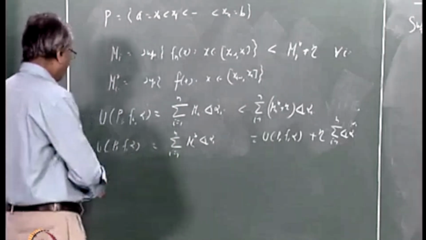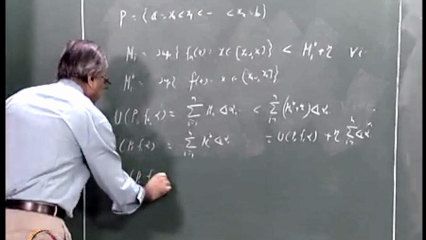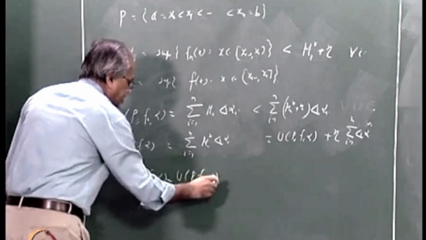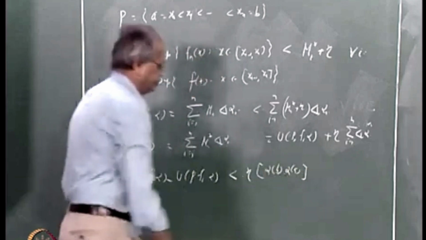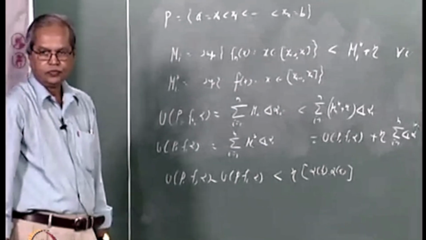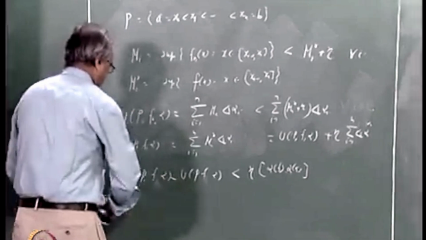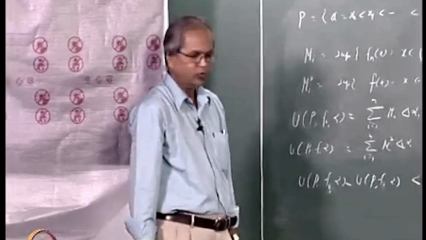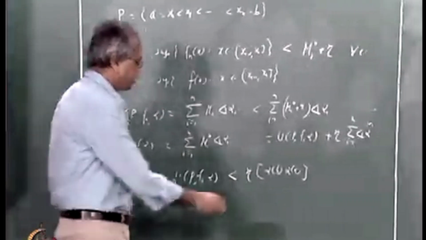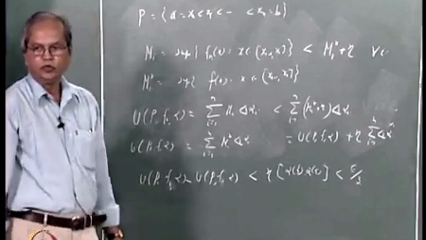So what is that result? If you look at the difference between U(P, f_n, alpha) and U(P, f, alpha), in other words, what I want to say is this: the difference is less than eta into alpha(b) minus alpha(a). And this is less than epsilon by 3.